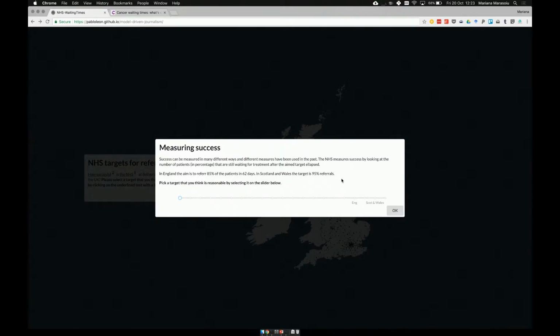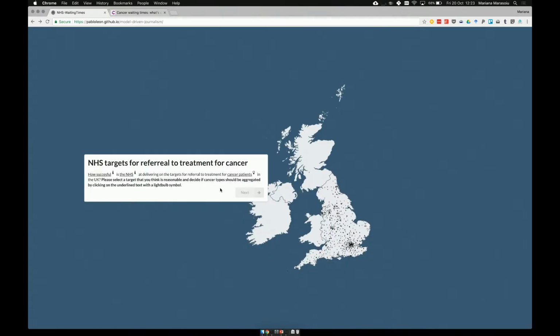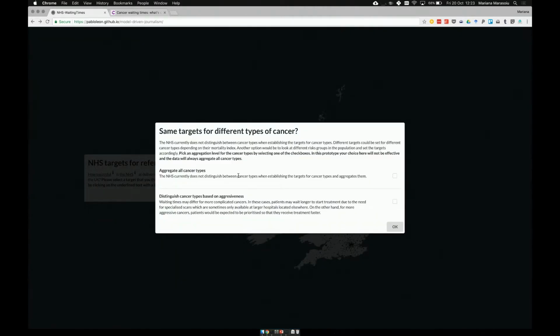So as the user, you can see how your local NHS trust is performing based on the England target, or you can even compare it to the target set in Scotland and Wales, or you can set what you think the target should be. So if you just start off with England's, make comparisons against England's 85% target, we can compare the NHS trust and see how it performs against that.